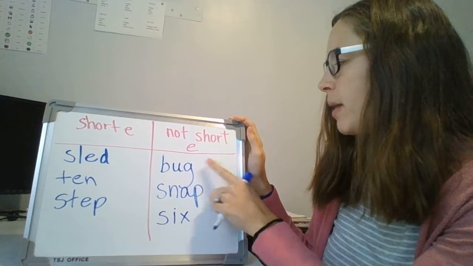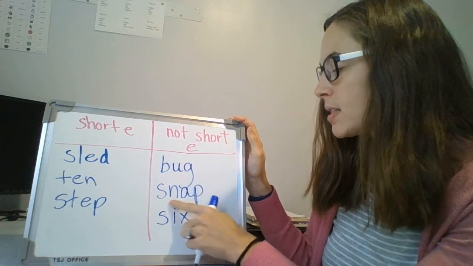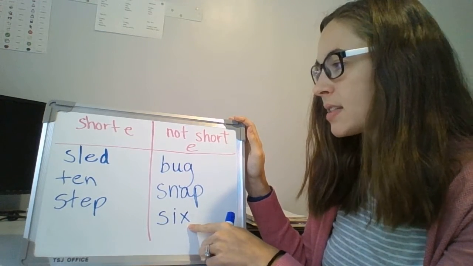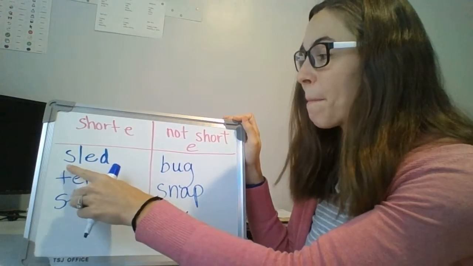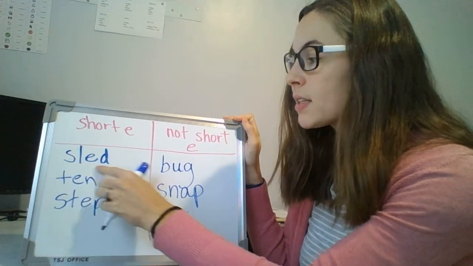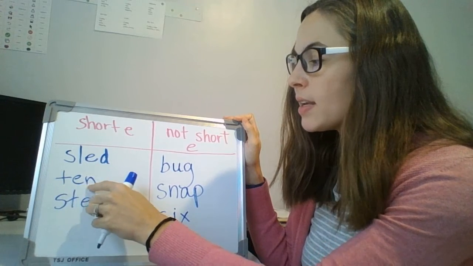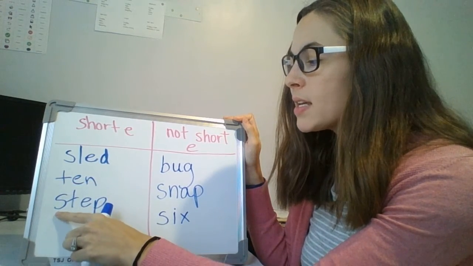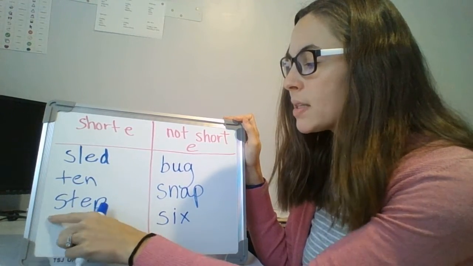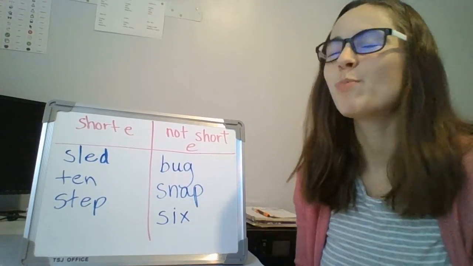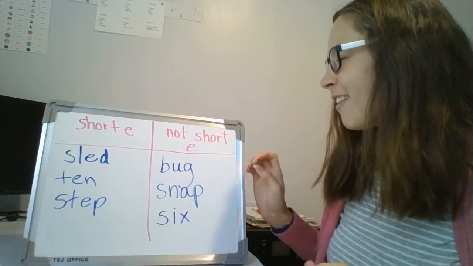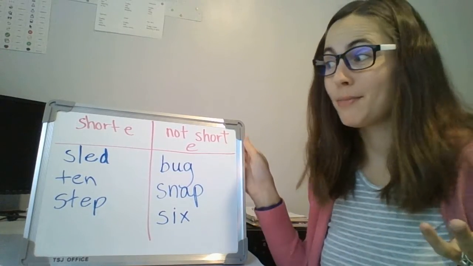So in not short E, we have bug, snap, and six. See if you can read the short E words with me, the ones we did find. Sled, sled, ten, and step, step. Awesome. Thank you so much for helping me. Now I have this beautiful list. All right, now we get to read more words, okay?